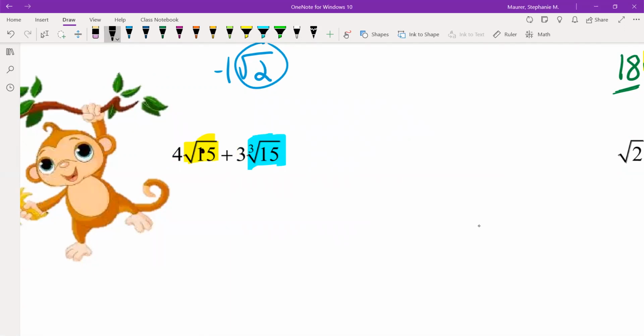So even though they both have a 15 inside, 15 and 15, one is a square root, one is a cube root. That means their indexes are not the same, and therefore I cannot simplify this. So you can write, no answer.